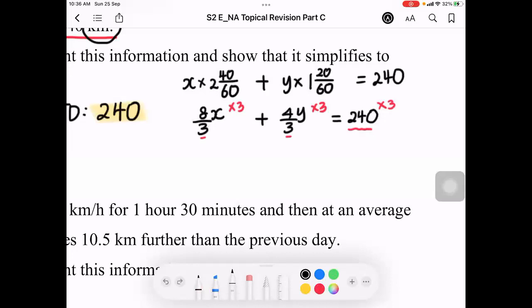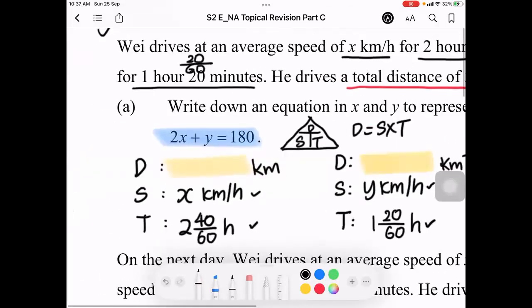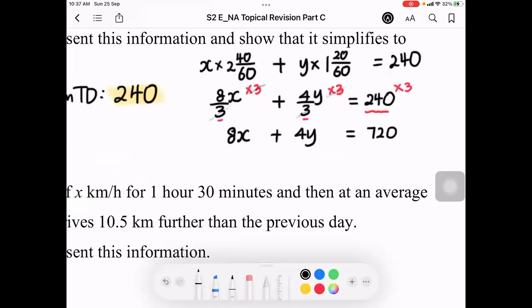Okay, let me write in pencil. This and this cancel. This and this cancel. Left 8x plus 4y equals 240 times 3. What do y'all get? Am I too fast for y'all? 720. Yes, thank you very much. But then this answer is still not the same. Here 2x plus y, here 8x plus 4y. Anyone suggest what we can do? I want to get 2x plus y. How do we get 2x plus y?